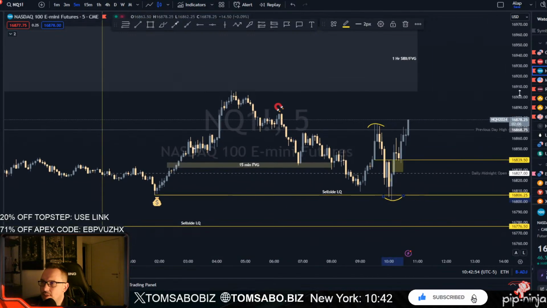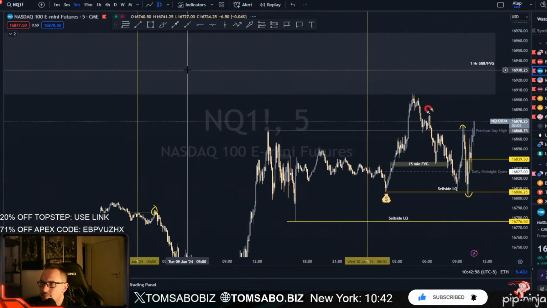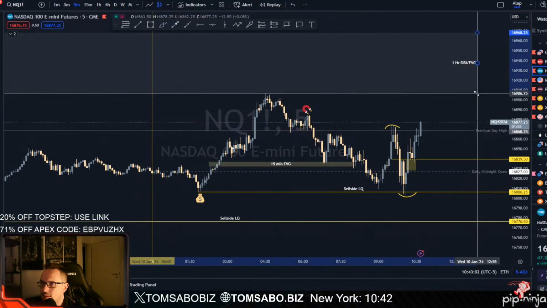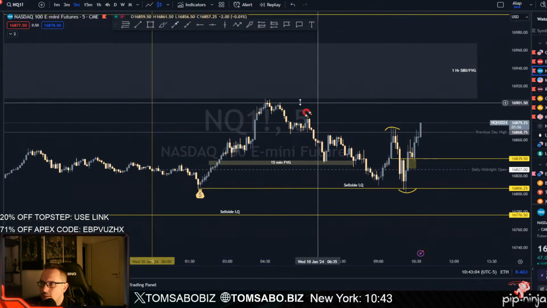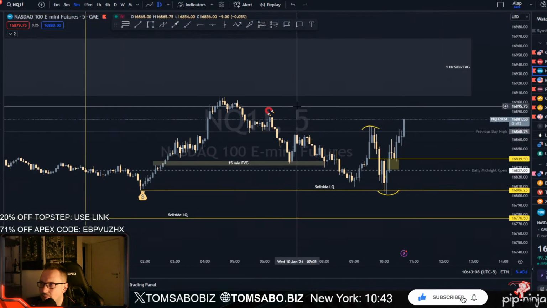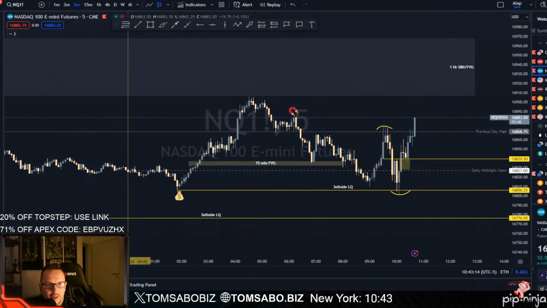Okay, so if we see a nice displacement here, then we might be having some entry. Look, 83 is going to get tapped. And I'm not in the trade. There you go, 83 got taken out. Amazing. And I'm not in the trade.